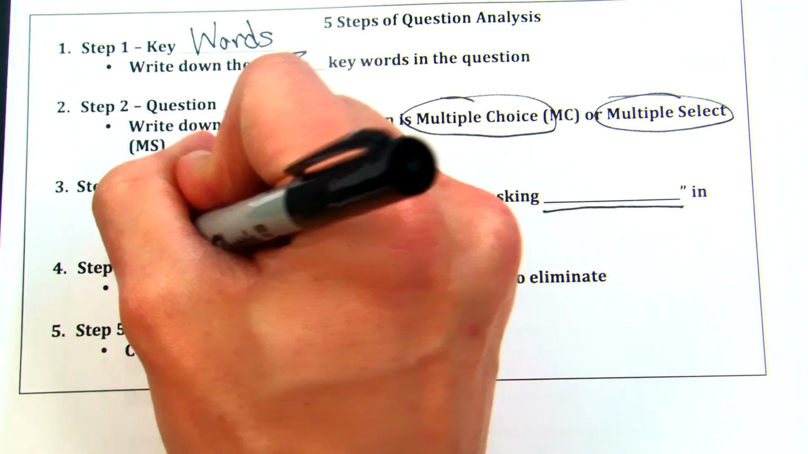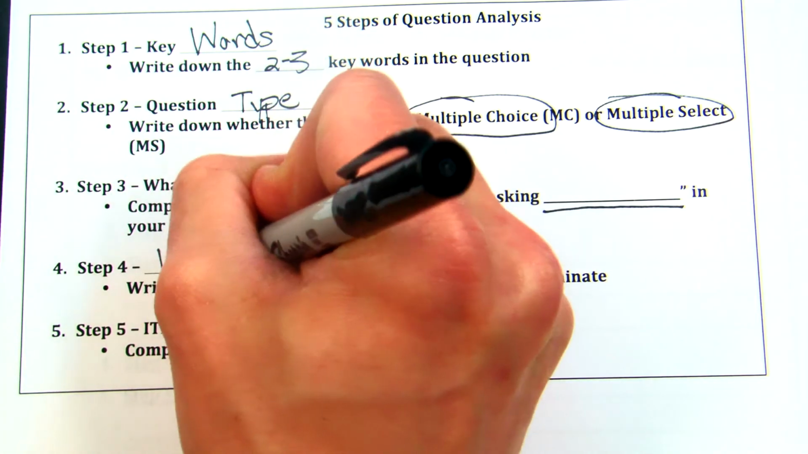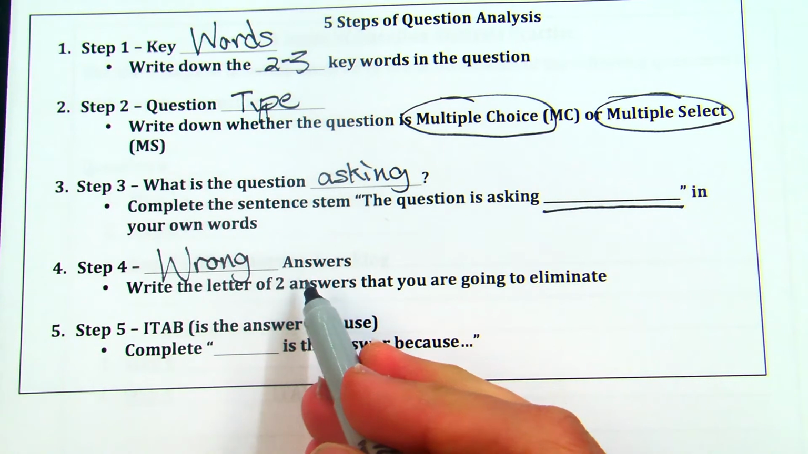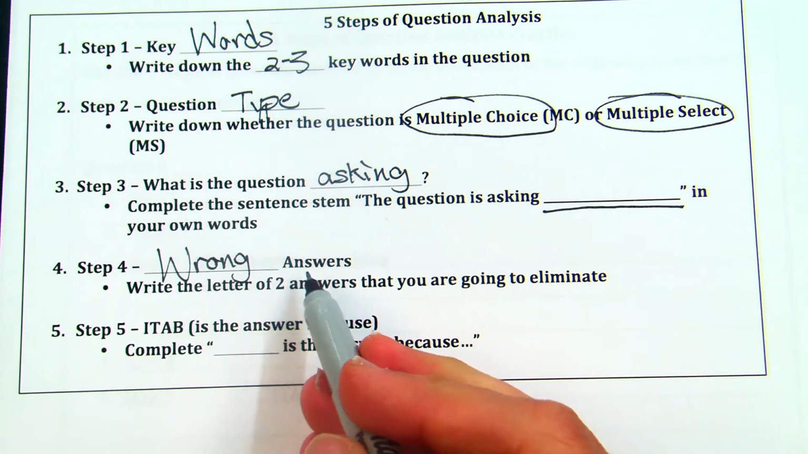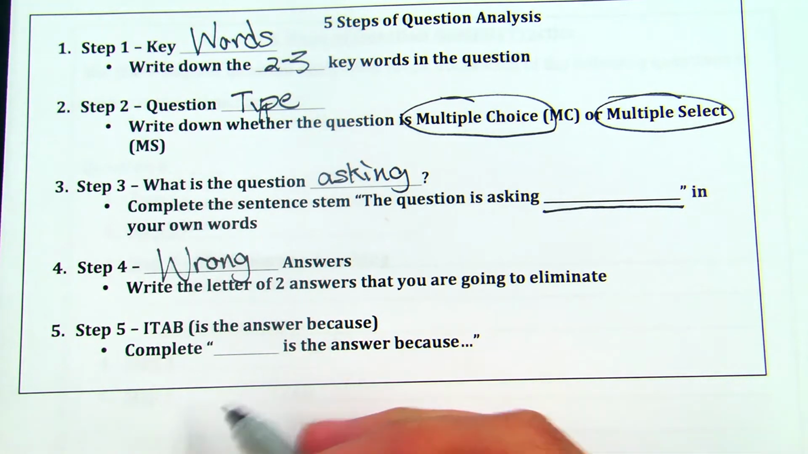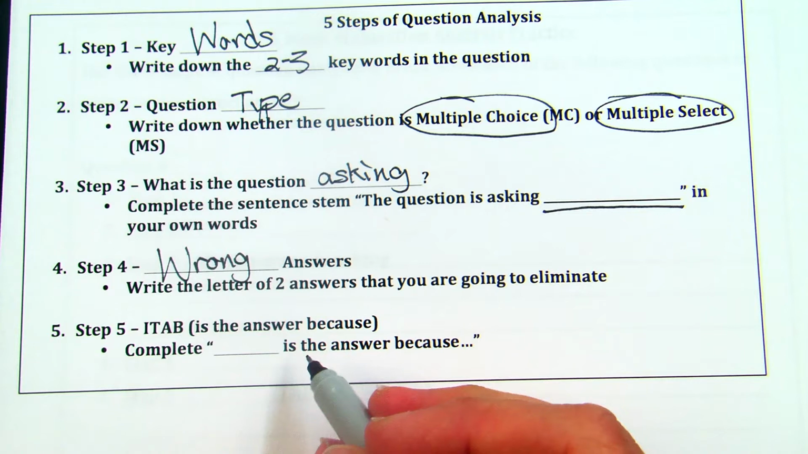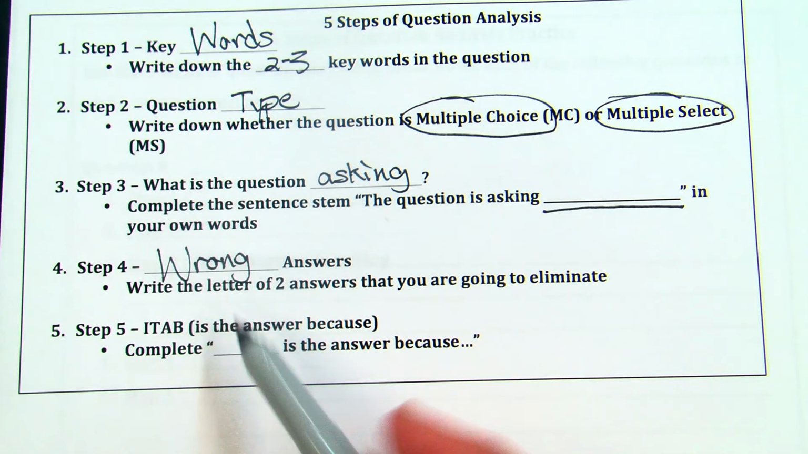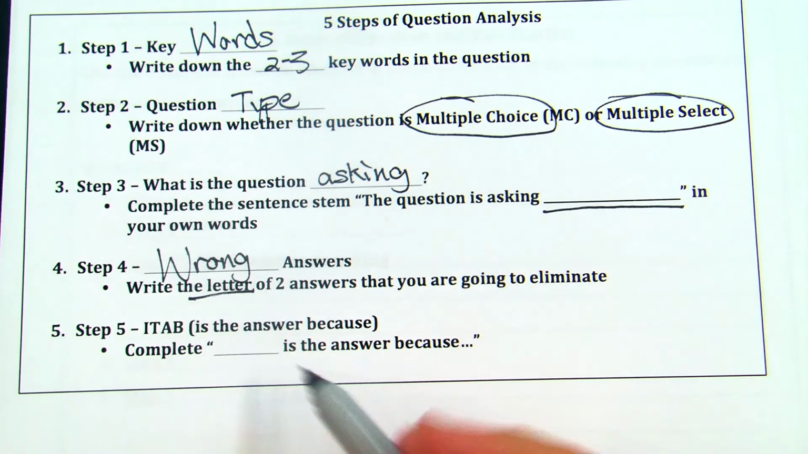Step 4, wrong answers. You're going to get rid of at least 2 answers that you know are wrong. Step 4 is really where you have to start thinking critically. Which answers do I know are wrong and don't answer the question or are not going to be the best answer choice? Then you're going to cross them out, and just write the letter of both of those two answers.